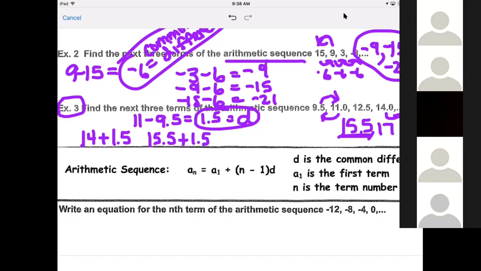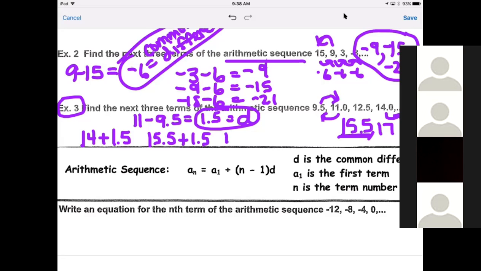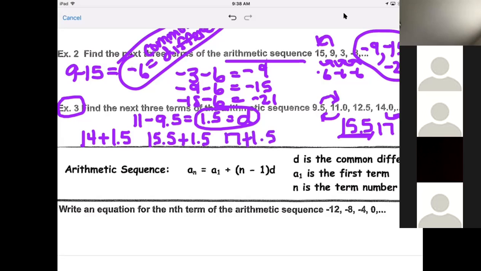Okay, who's next? Sophie, go ahead, find the next term for us. What do we do? Add 1.5. To what? 17. Correct. So 17 plus 1.5 gives us 18.5. Perfect. Okay, now we have our 3 terms, we're done. It's really not that painful to first check to see if it's an arithmetic sequence, which is what we did on example 1, and then find the next 3 terms in the arithmetic sequence like we did in examples 2 and 3.